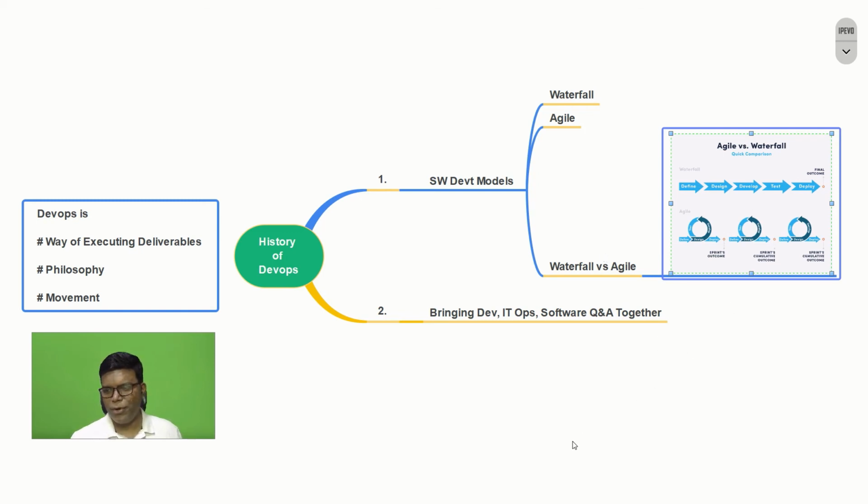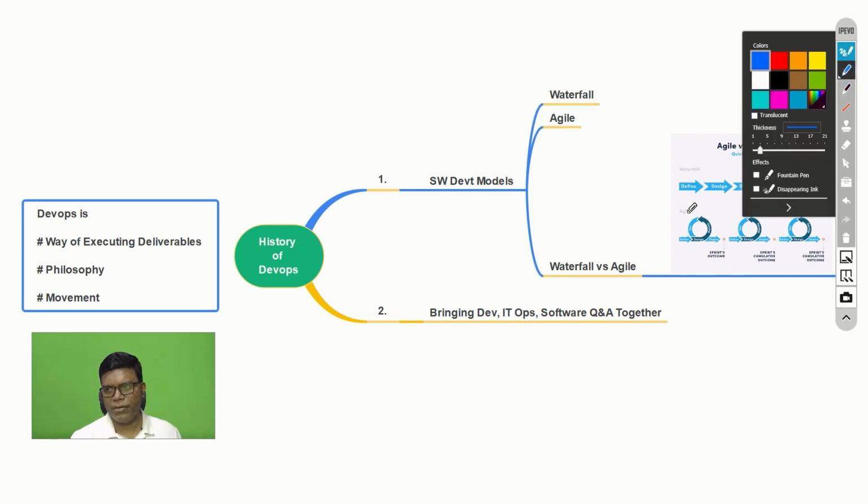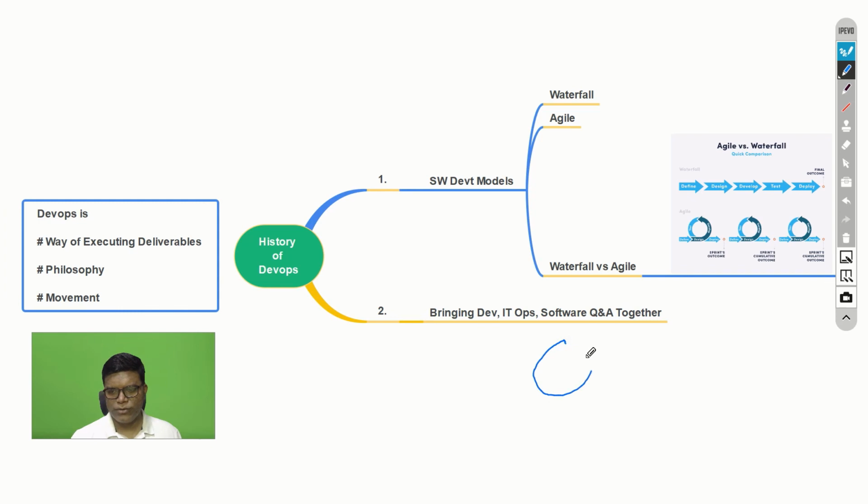If I can put it together, maybe. So let me just select the pen here. Okay, so suppose we have the dev teams and you have the IT ops, pardon my drawing, and also the QA teams, okay, the software QA, and usually dev and QA will be part of the same team. So the cross section of this area is DevOps, okay.